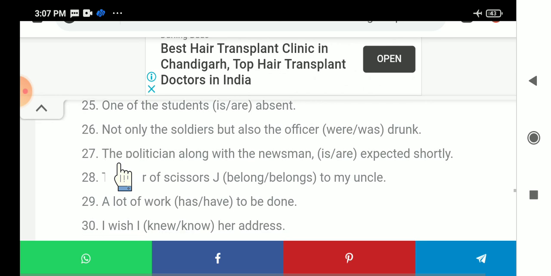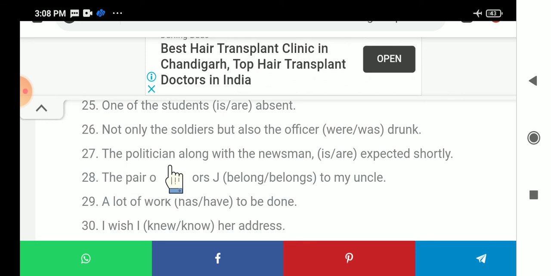26th question. Not only the soldiers but also the officers was drunk. So "not only" gives the meaning of one. Here the soldiers and the officers did only one activity. What did they do? They drank the wine. So both did one activity, where the group of subjects shows a singular meaning. With them, which form of the verb do we have to use? A singular verb, "was".